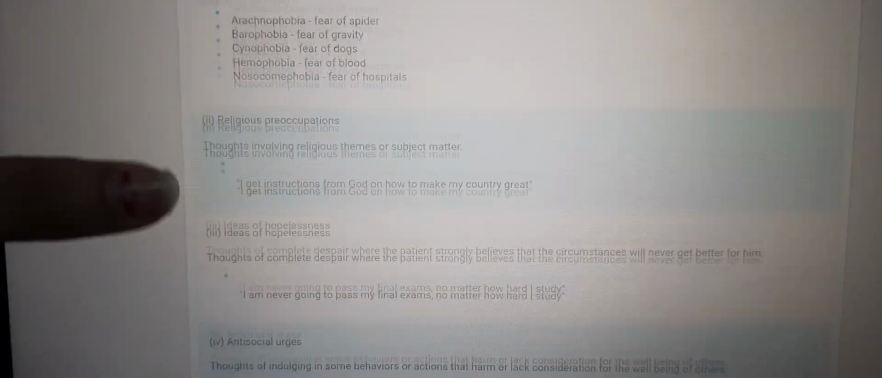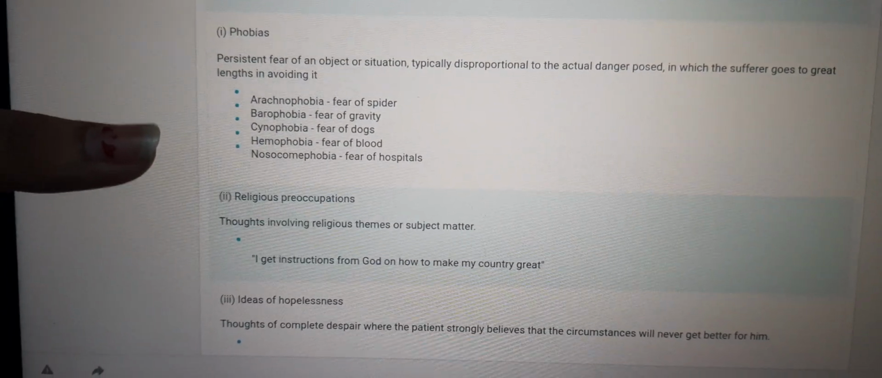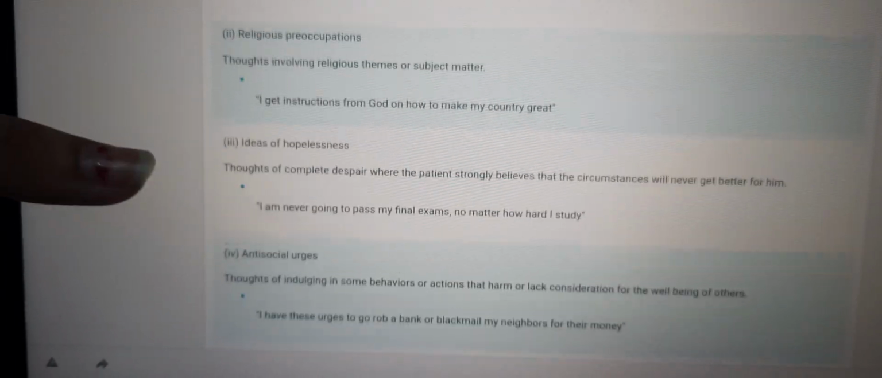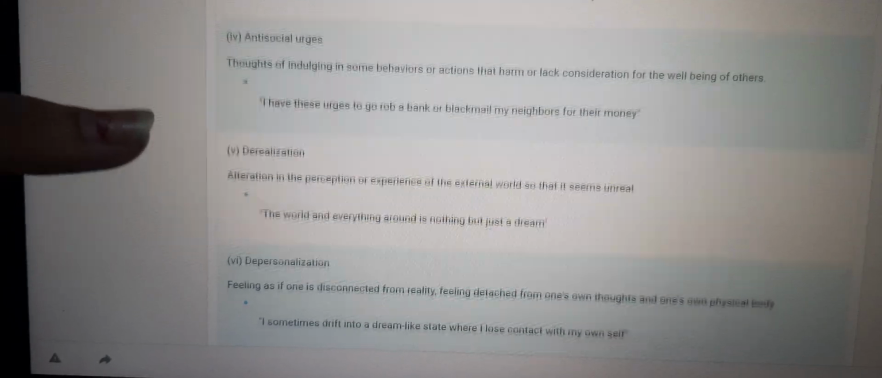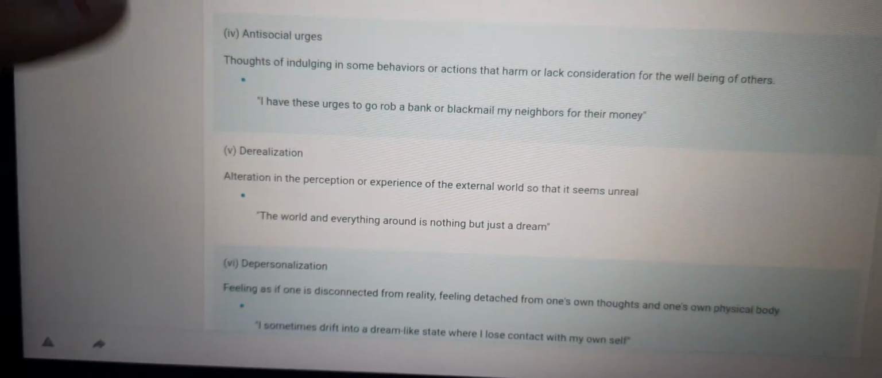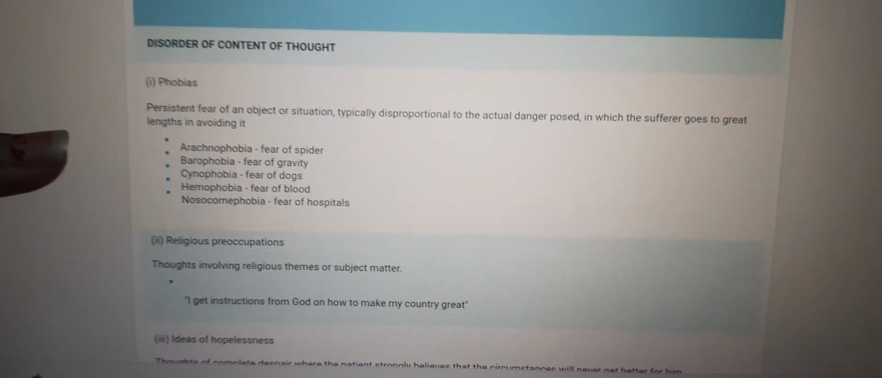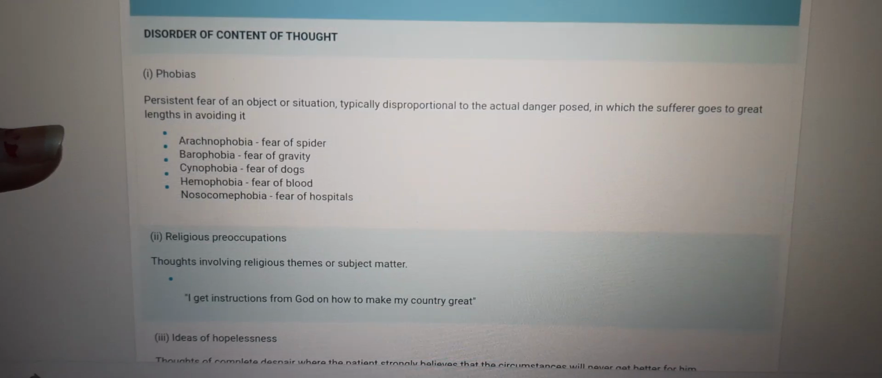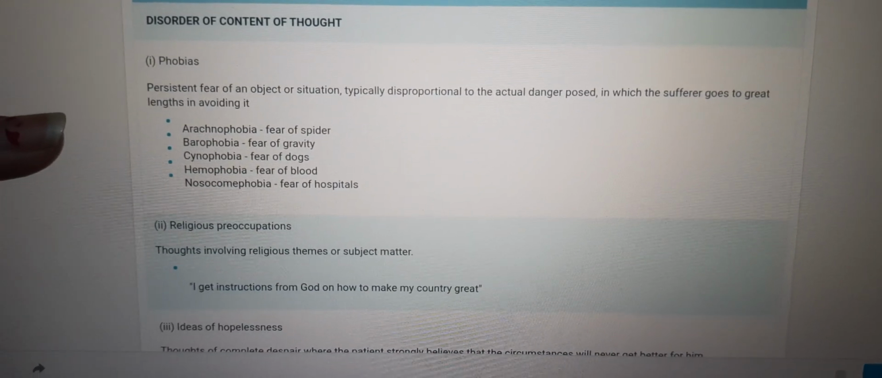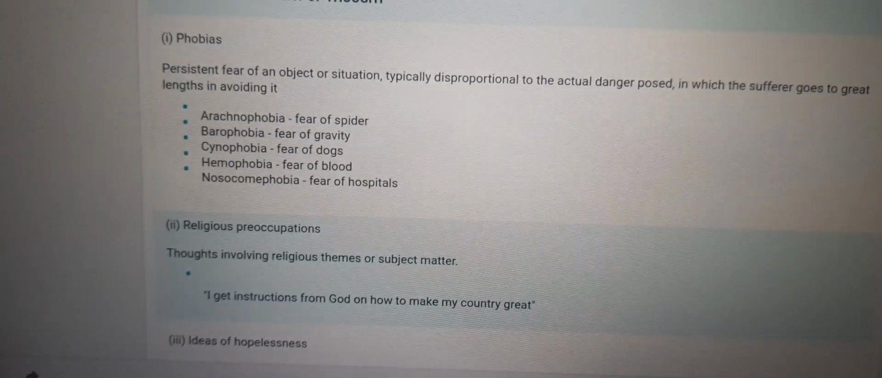So, disorder of content of thought, under which come phobias, religious preoccupation, ideas of hopelessness, antisocial urges, derealization, depersonalization, delusions. In phobias, there is a persistent fear of an object or stimulus situation, typically disproportional to the actual danger posed, in which the sufferer goes to great lengths to avoid it.